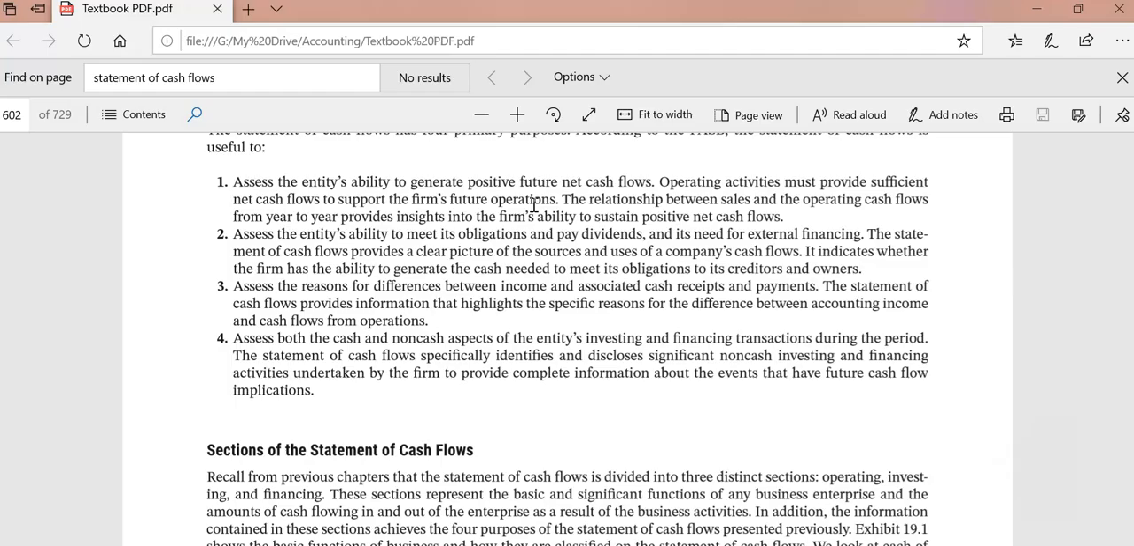Fourth, assess both cash and non-cash aspects of the entity's investing and financing transactions. Firms are going to be making big investments and financing their business, and the statement really breaks down where that cash is going and coming. It's very clear to the user of the financial statement.